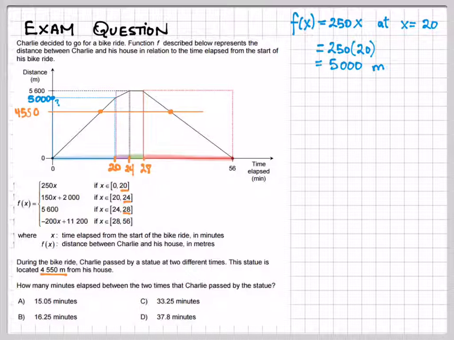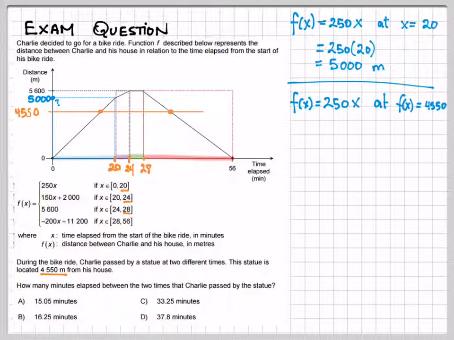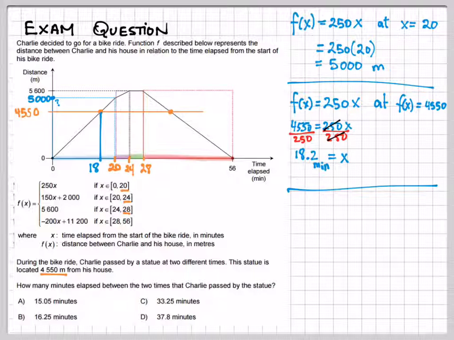To find the time that he crosses the statue for the first time, we're going to use the first piece of the graph. And so working backwards, we need to find the value of x when y is equal to 4,550. Working backwards, we get x is equal to 18.2 minutes, which means that 18.2 minutes is the first time he sees that statue. The second time he sees the statue happens in the red part. Using minus 200x plus 11,200, we can work backwards again to find the second time he crosses the statue.